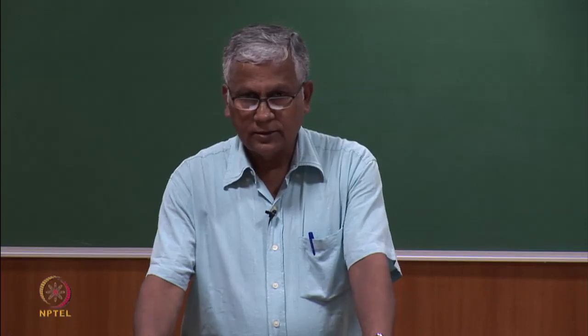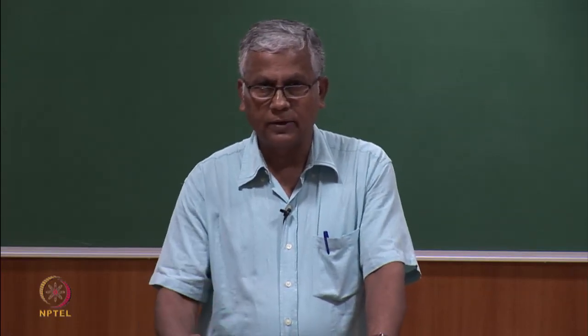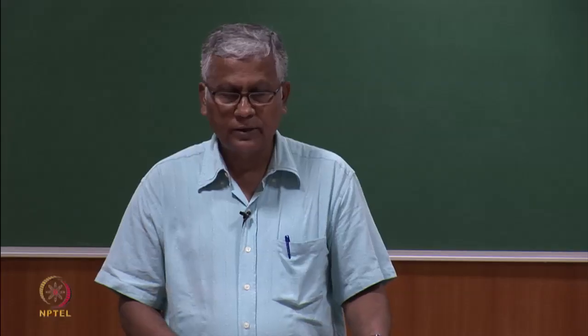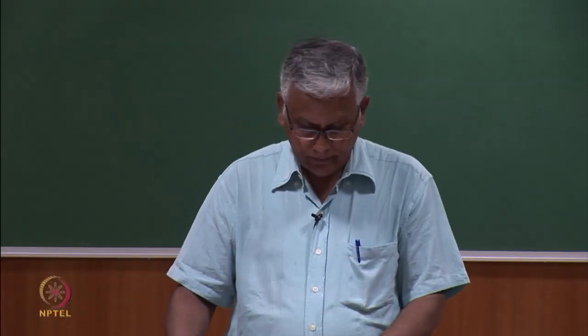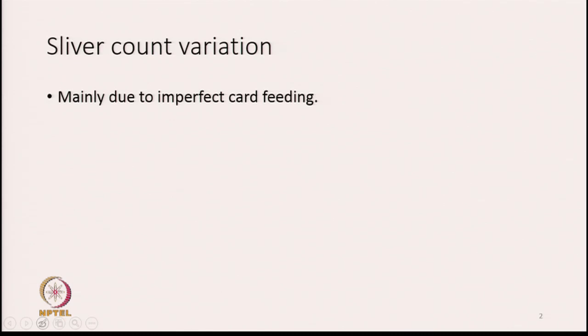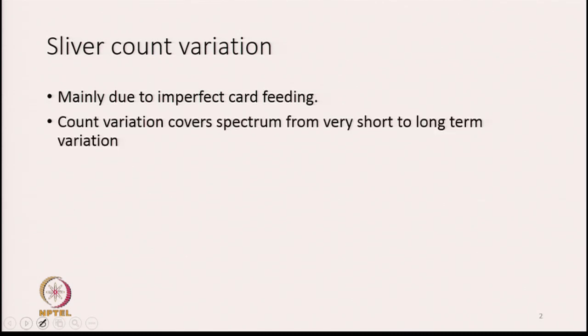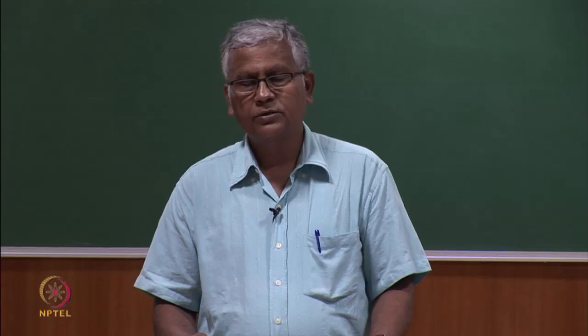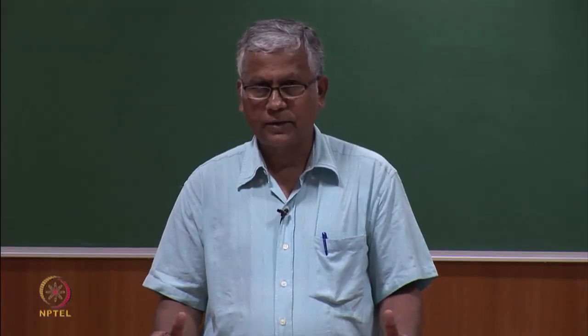So, the control point starts from sliver. We must first understand why there is a variation in sliver, and then only we can think of taking appropriate measures to control it or to regulate it. The sliver count variation is mainly due to imperfect card feeding. The feeding process to the carding machine is not really perfect. Sometimes it is feeding more, sometimes it is feeding less. So, feed of the material to the carding machine is not constant over a period of time.